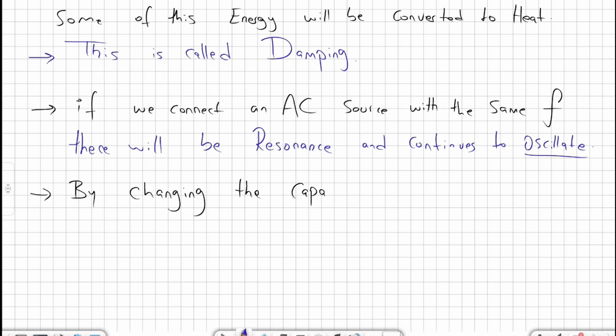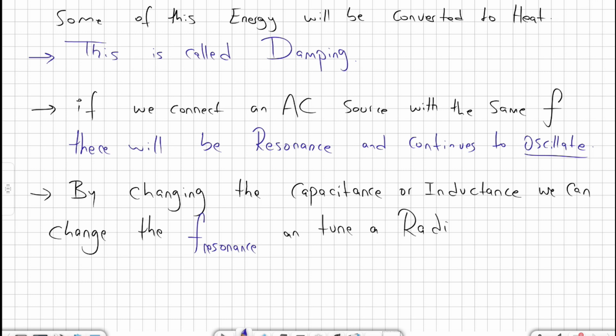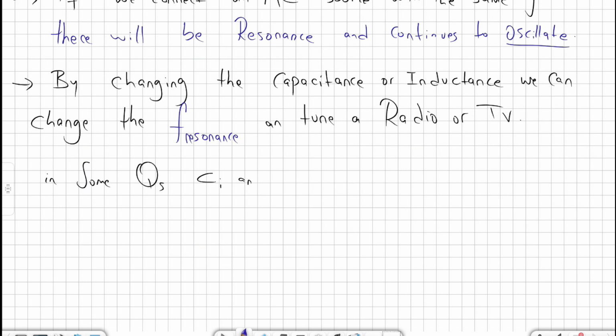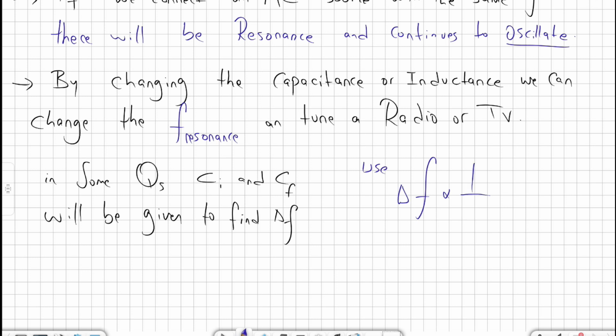By changing the capacitance of the capacitor or the inductance of the inductor, we can change the resonance frequency. That's how we can tune radio or TV. In some questions, C initial and C final will be given, so it is changing the capacitance of the capacitor, and it will ask you for the change in the frequency. Use this formula. Change in frequency will be directly proportional to 1 over C final divided by C initial. Or you can say that it's inversely proportional to the square root of C final divided by C initial. Or you can rearrange this equation as change in the frequency will be equal to a square root of C initial over C final.